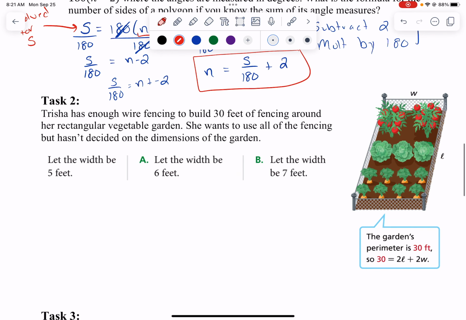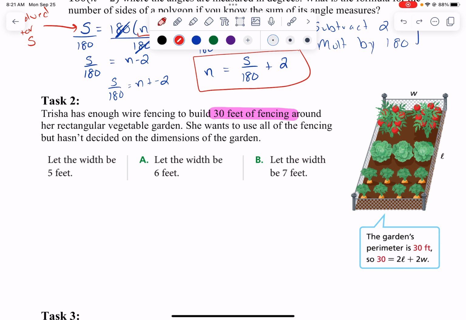All right, on to task 2. Here we have a garden. Trisha has enough wire fencing to build 30 feet of fencing, so she can build 30 feet of fencing around her rectangular vegetable garden. She wants to use all of the fencing, but hasn't decided on the dimensions of the garden yet. So she doesn't quite know how big she wants to make it.